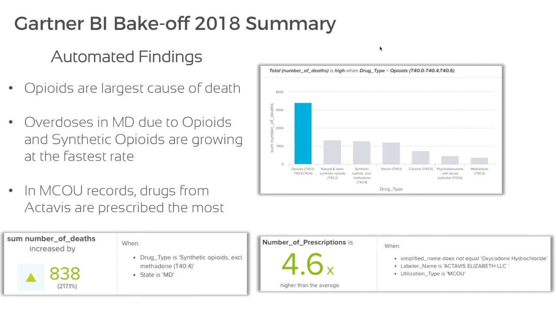To recap, today we have looked at how Tellius can be used to analyze data from the opioid epidemic. Here I summarize a few of our key automated findings. Today we looked at how search can be used to investigate the causes of death, and we found that opioids are the largest cause of death using Discover Insights. Using trend-based insights, we discovered that overdoses in Maryland due to opioids and synthetic opioids are growing at the fastest rate. Then we finally looked at Medicare reimbursement data to discover that in MCOU records, drugs from Actavis are prescribed the most.